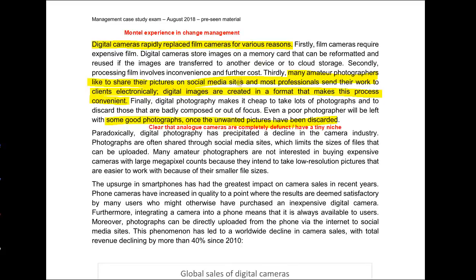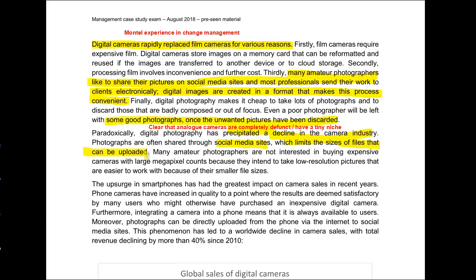As we move down, however, we see that they're mentioning this kind of decline that was seen in the industry. Digital photography has precipitated a decline in the camera industry. Photographs are often shared through social media sites, which limits the sizes of files that can be uploaded. Where have we seen this before? Haha. Well, actually this quality having a ceiling is coming back, but in this case it's not a physical limit based on the hardware, it's actually a limit based on demand.